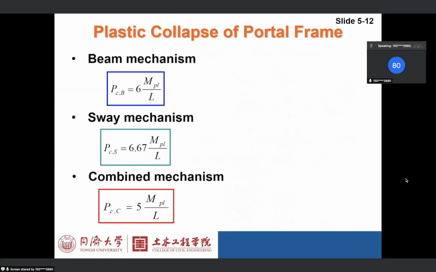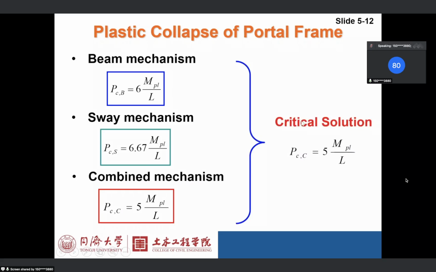Okay? So now let's make a conclusion. Beam mechanism, we get the value of 6. Sway mechanism will get the value of 6.67. Combined mechanism will get 5. So what's the final answer? Combined. Yeah, it's combined mechanism. It's combined because it has the smallest. It's the critical solution, we call it critical solution, so it's 5 MPL over L.